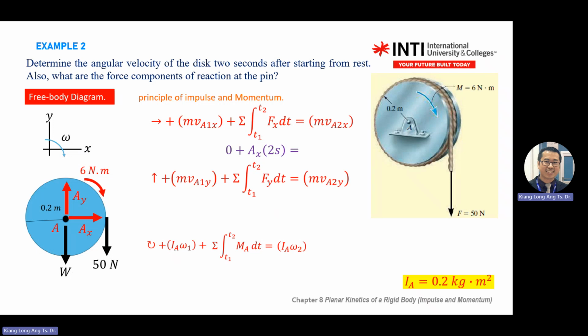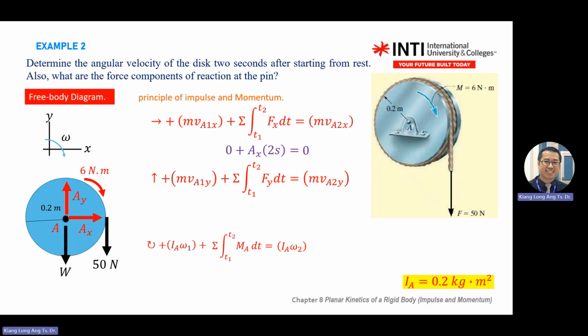Right. So what about VA2? In this case, we don't know, so you just put VA2 there. But VA also doesn't move. This point after 2 seconds also doesn't move, so VA2 is 0. So basically the first equation does not solve anything.